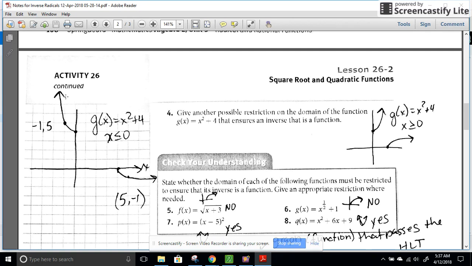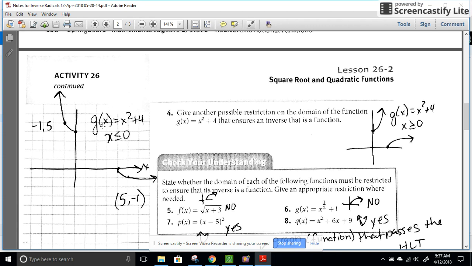So what could we do to that function, the g function, to make sure that its inverse is a function? Well, we can restrict the domain. Okay, so we restrict the domain. This says we're only going to graph half of the parabola. As long as we only graph half of the parabola, then it passes the horizontal line test. If it passes the horizontal line test, that means that the inverse will pass the vertical line test.